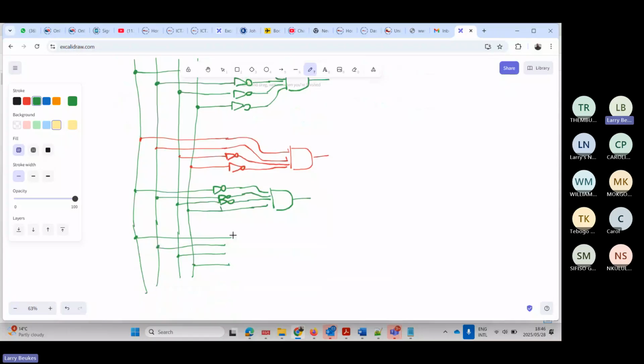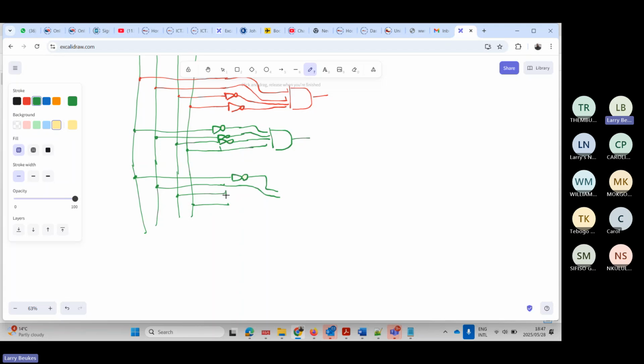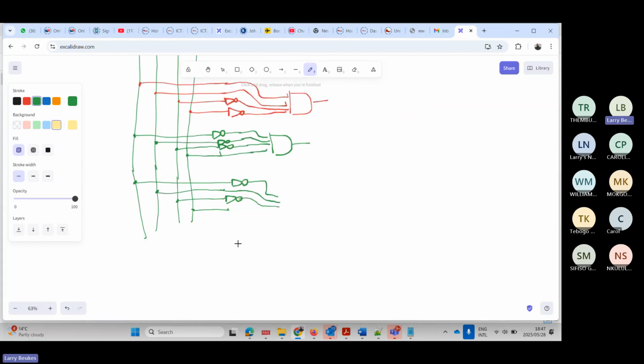Okay. W, X, Y, Z. Now let's check which one is complemented. W is complemented and Y is complemented. W naught. X goes, it's fine. It needs to go like this. Y is complemented. So we need an inverter here. And then Z goes as it is. So here's our 4 input AND gate again.